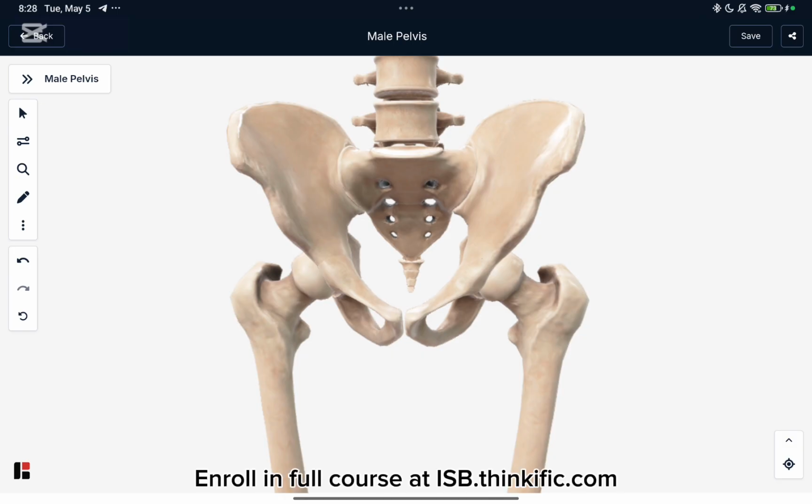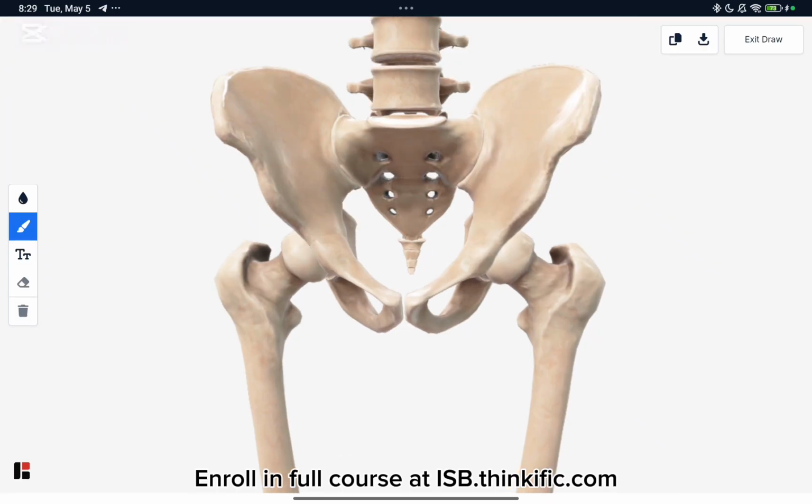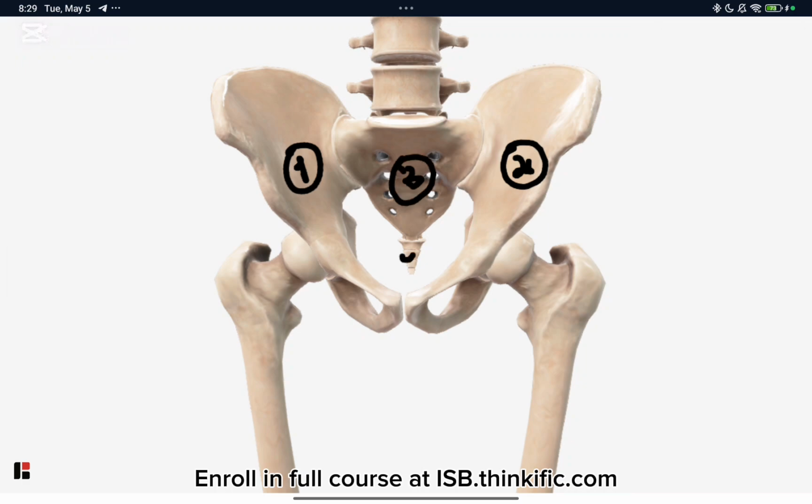In the beginning, we are going to talk about the important bony features of the pelvis. Of course, you must already know that the pelvis is composed of 4 bones, right? 2 pelvic bones, one here and the second over here, the sacrum, and finally the coccyx. These 4 bones articulate with one another to form the bony pelvis.